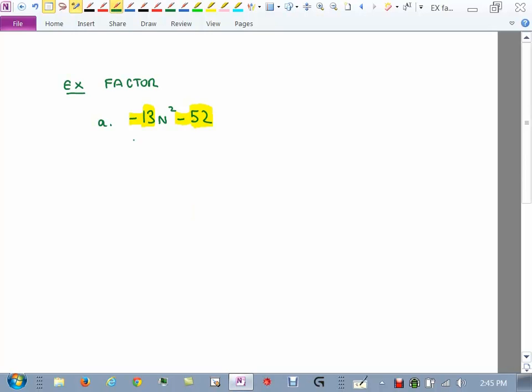So we take the negative 13, we write it on the outside. Then inside the parentheses, what would we have left? N squared plus 1. Plus 4, sorry. So this equals this. Agreed?